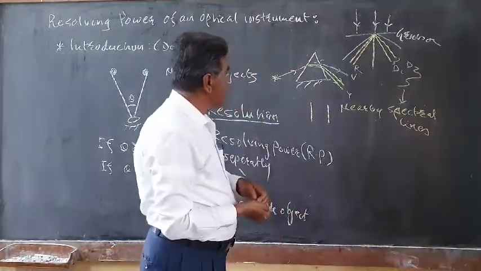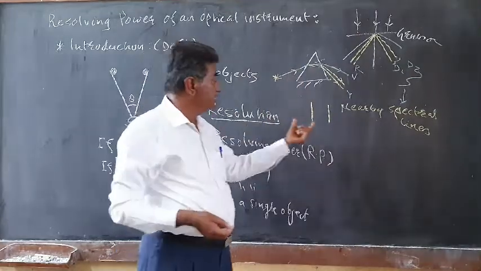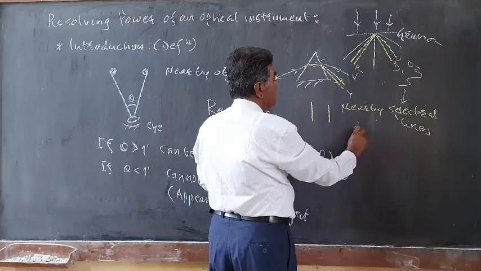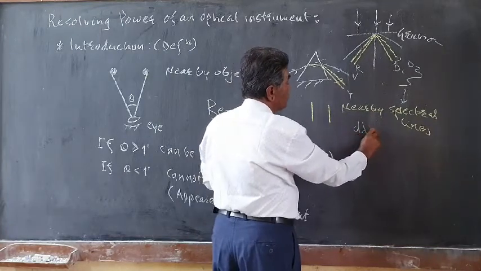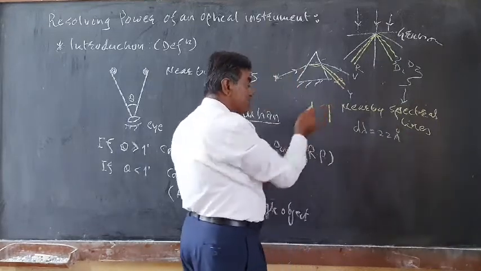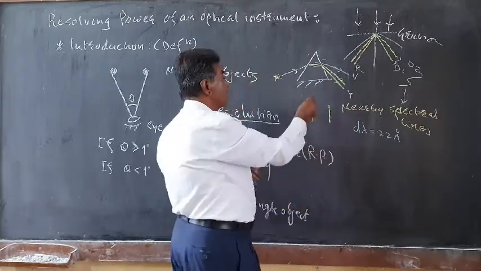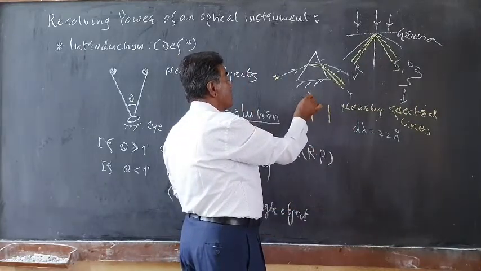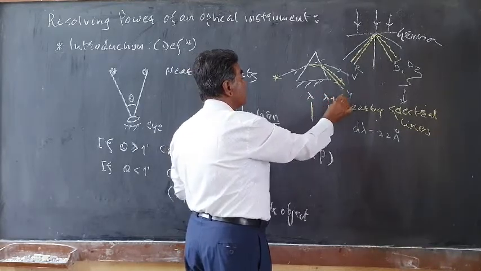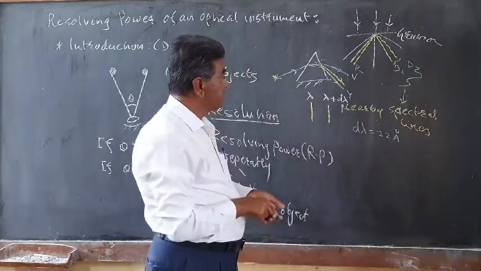Nearby spectral lines are those in which the wavelength difference is very small. If d lambda is the difference, in the case of the yellow line it is found to be 22 angstrom units, and such lines are known as nearby spectral lines. The wavelength of one is lambda, and the wavelength of the other can be regarded as lambda plus d lambda.